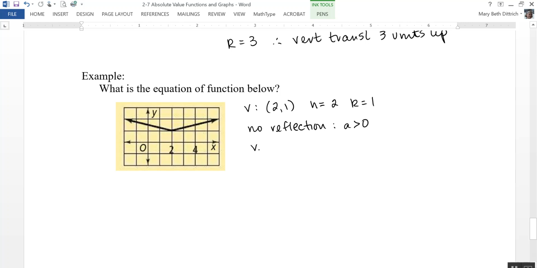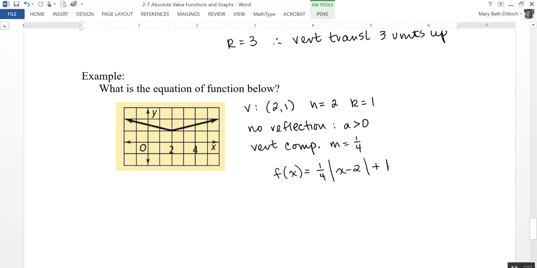It is vertically compressed. And it appears that the slope of this side is equal to 1/4. So I think that gives me enough information to write my equation here. So I have f of x equals 1/4 times the absolute value of x minus 2, plus 1.